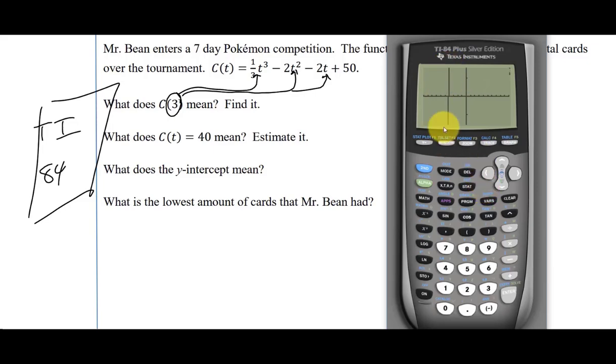Oh, my graph doesn't look very good, does it? It looks almost like a straight line up and down. Well, that's not going to mean anything. So what I'm going to do is go to my window. My window, let me do something real quick here.